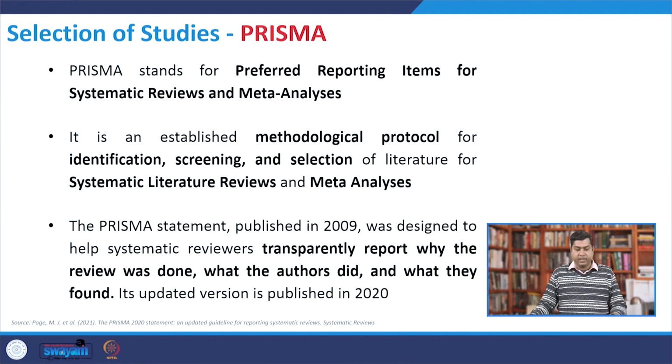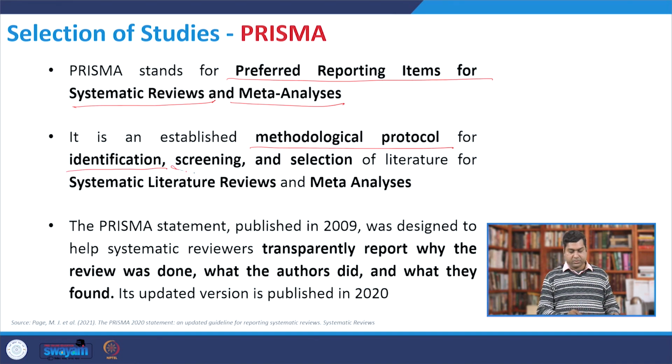Now, selection of study. This is something like the PRISMA approach that you can also try in your case. PRISMA stands for Preferred Reporting Items for Systematic Reviews and Meta-Analyses. It is an established methodological protocol for identification, screening, and selection of literature for systematic literature review and meta-analysis. Through PRISMA we can identify the final list of literature and document what we will consider for further review from, say, n number of papers that are available. So through PRISMA we can come down to a small n.